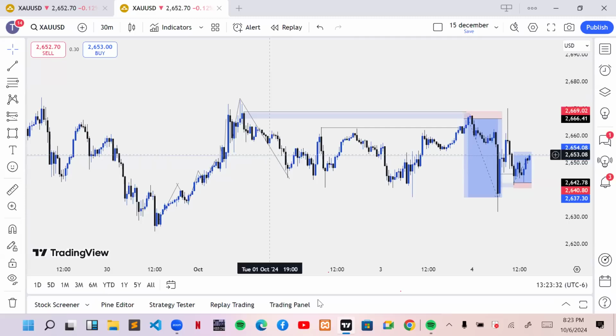Can you guys see my screen? I don't know what's wrong with the network, but I hope you guys can see my screen and hear me.